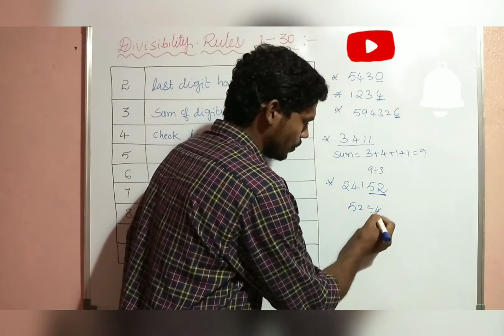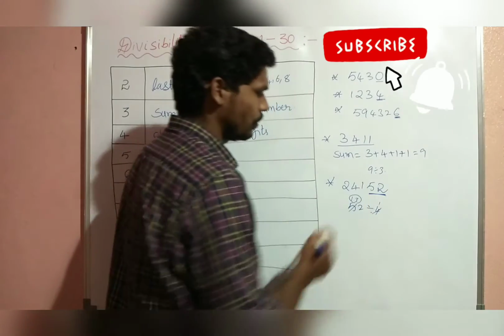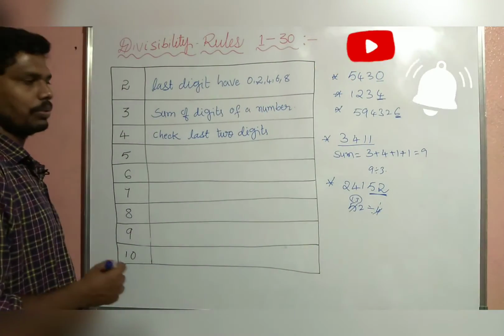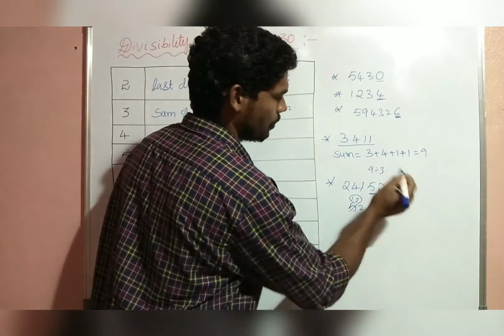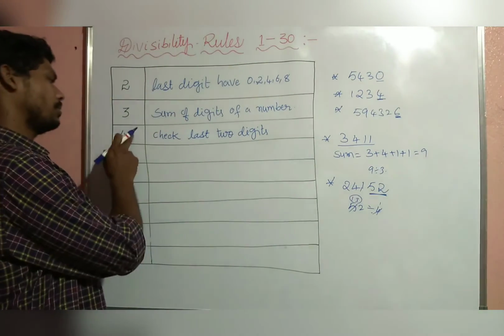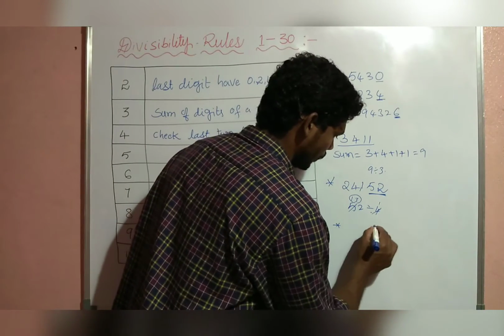Once you check, 4 ones are 4, 4 threes are 12, so 4 13s, 13 fours are 52. So hence the given number 24,152 is also divisible by 4. One more example.